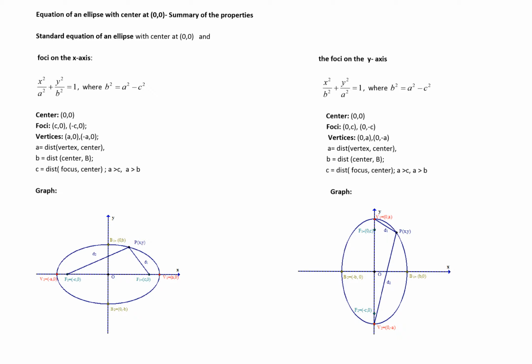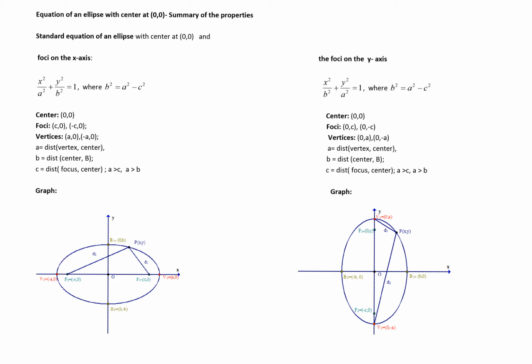We found that the vertices are at the points (a, 0) and (negative a, 0), and a is the distance between the vertex and the center. The b was the distance between the center and the point on the y-axis, the endpoint of the minor axis. We notice that a is greater than c and a has to be greater than b, and we obtain the graph of that ellipse.